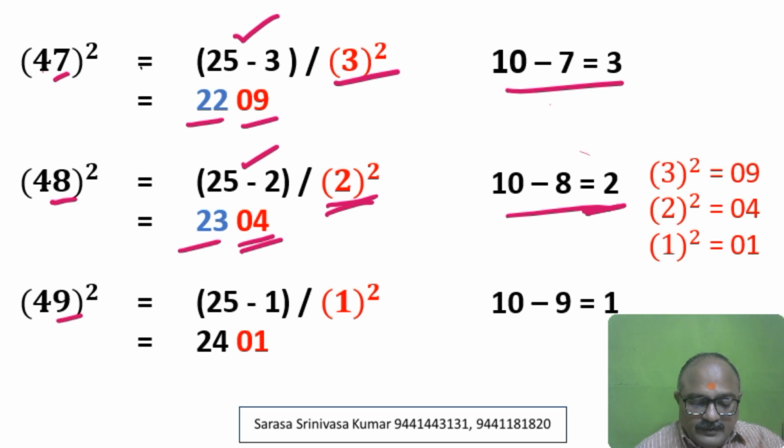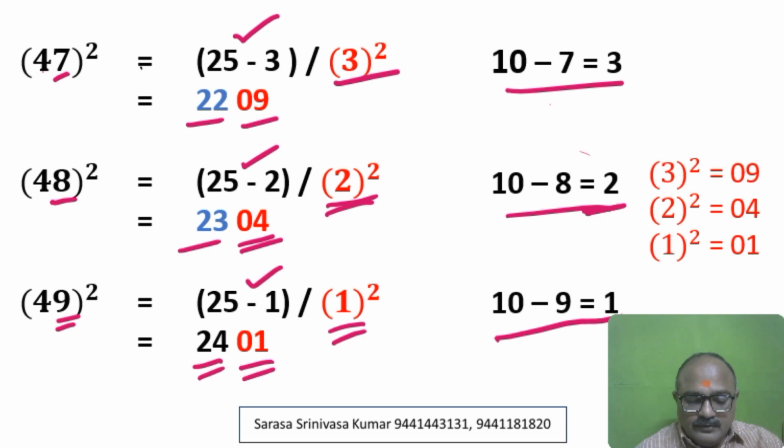49 square, units digit is 9. 10 minus 9 is 1. 1 square, 01. 25 minus 1, 24. 49 square is 2401.